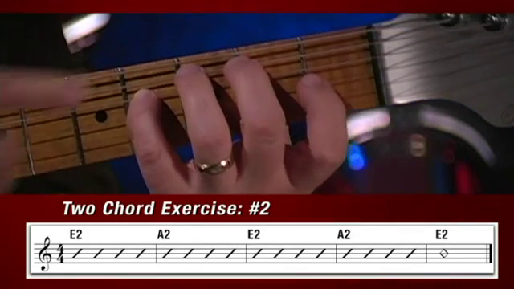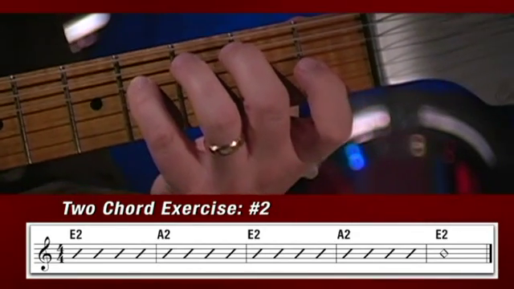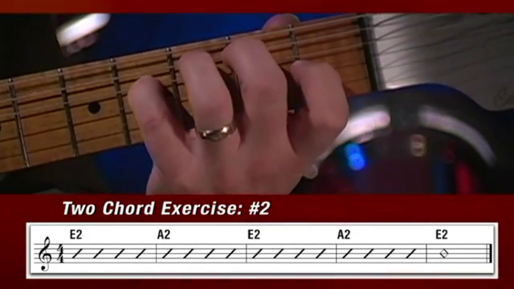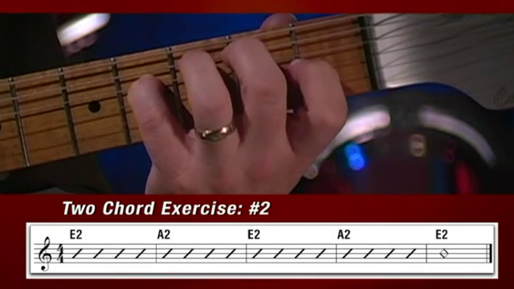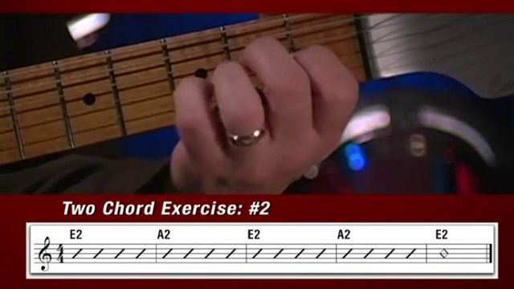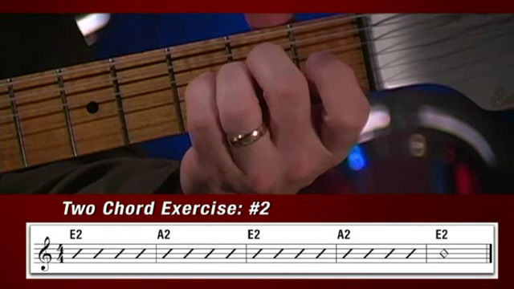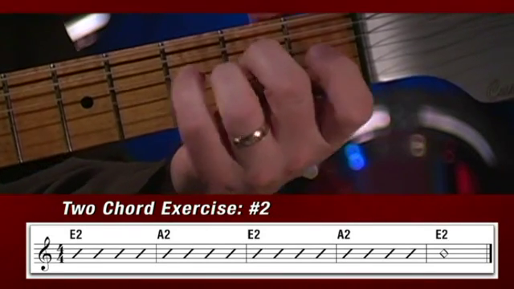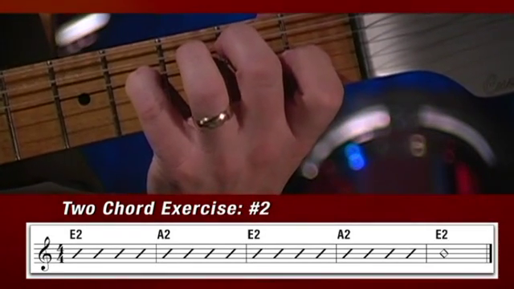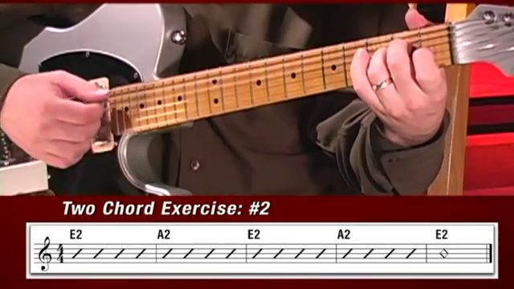Okay, look at the second one. That one starts out on an E2. Ready? Get that form right. Get that pinky stretching all the way out there. Ready? Go. A2. Back to E2. A2.